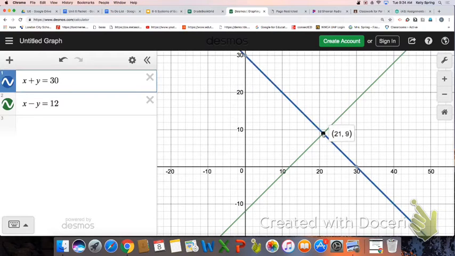When you're solving using graphing, the point where they intersect is the answer. So here, this is telling us the x and the y coordinate, right? Now remember, x is the first number and y is the second number. So it's just telling us that the two numbers are 21 and 9. So that's the answer. Let's try one more.